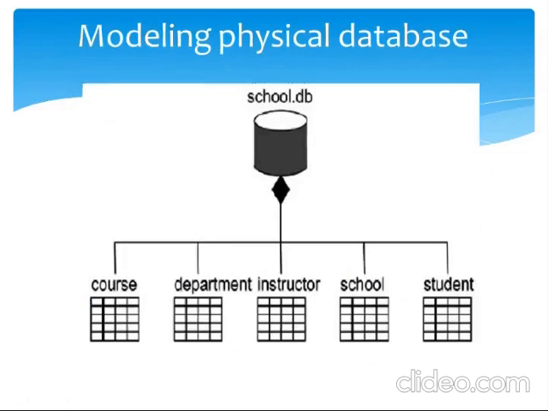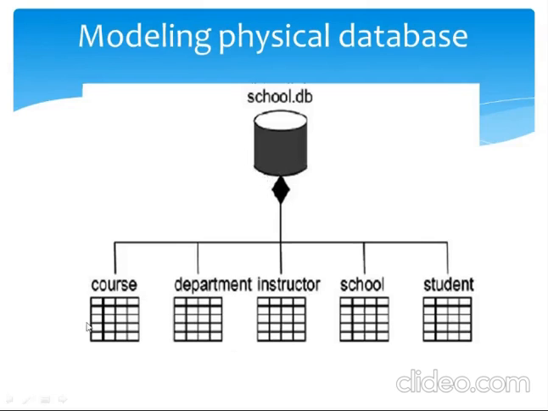If you see, this is an example for modeling a physical database. This is a school database. The bolded diamond symbol is a composition symbol, which means the instructor cannot exist without the school database. This is a database.